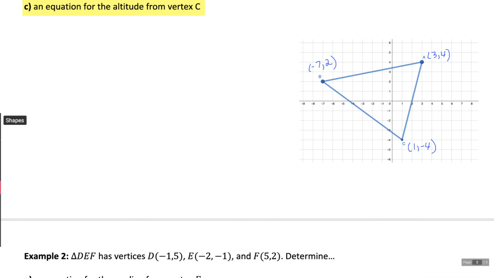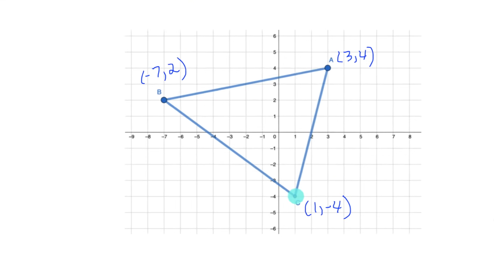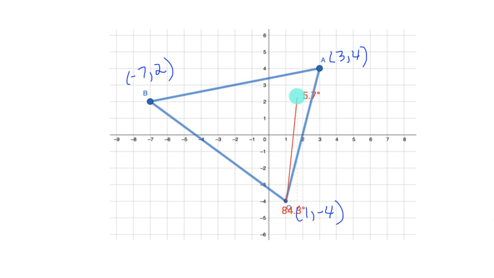Part C asks us to find the equation of the altitude from vertex C. Based on the definition of an altitude, I know that the altitude is going to go from C to some point on the opposite side so that it makes a 90-degree angle with the opposite side. So it's not necessarily going to go to the midpoint. It's going to go to whatever point makes it form a 90-degree angle with the opposite side. So we'll have to do some calculating to figure out in what direction the altitude is actually going to go.